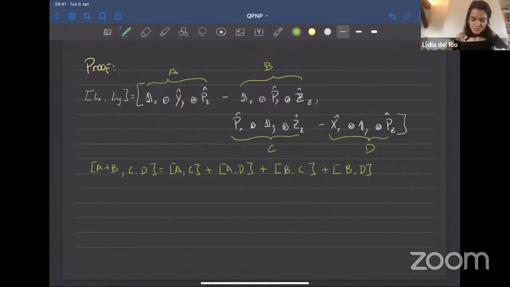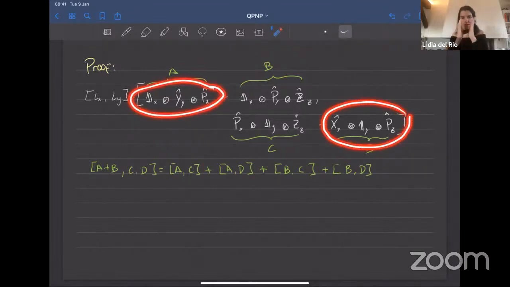Now, out of this, two of them are going to be zero right away. Let's look at, what was it? A and D. So this commutator here is the commutator of this operator and this operator, okay?